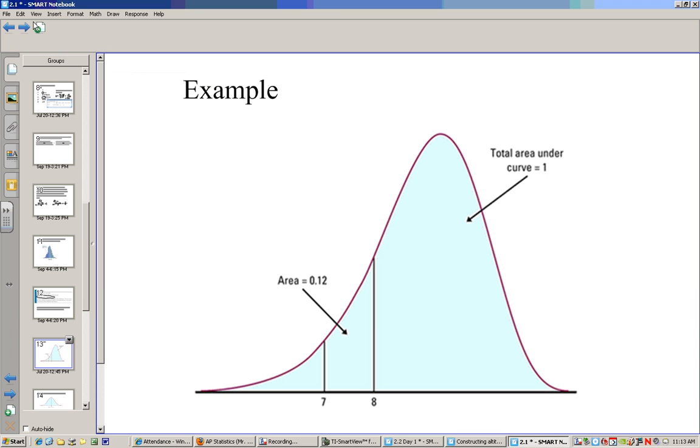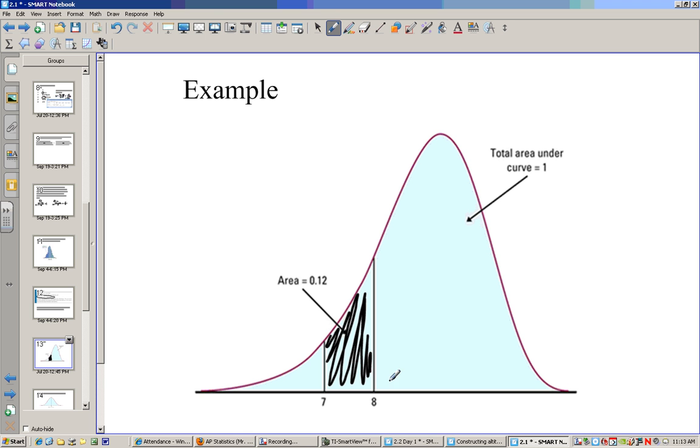So what that means is if I have this data set and I want to find the probability that something occurs between 7 and 8, I find the area underneath that curve between 7 and 8. And if that area is 0.12, that means there's a 12% chance that my data will be between 7 and 8.